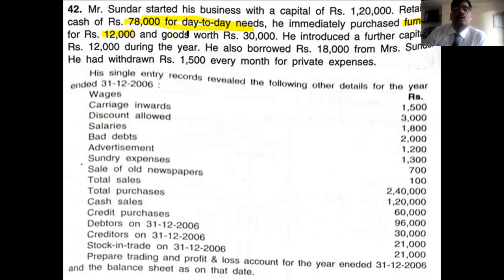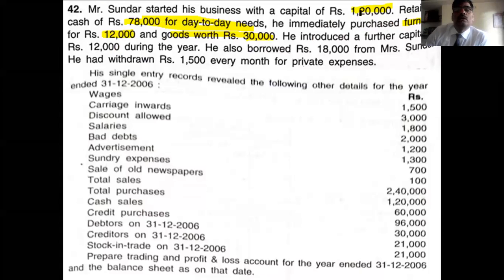Then goods worth rupees 30,000. These are the items. Okay, these three are equal to capital or not. 1,20,000 is the capital introduced. In that 1,20,000 capital, 78,000 is the cash, 12,000 is the furniture, and 30,000 is the goods. Goods means it is called stock. It is stock. Okay.